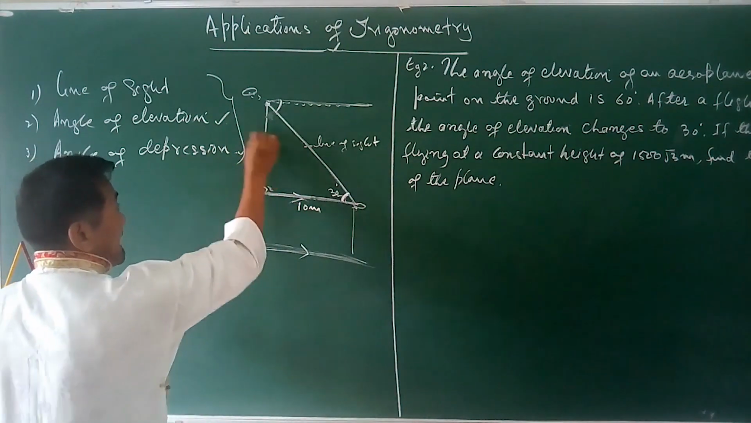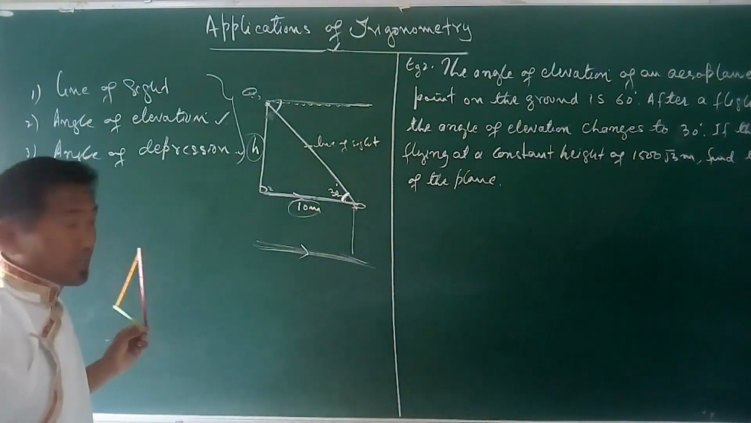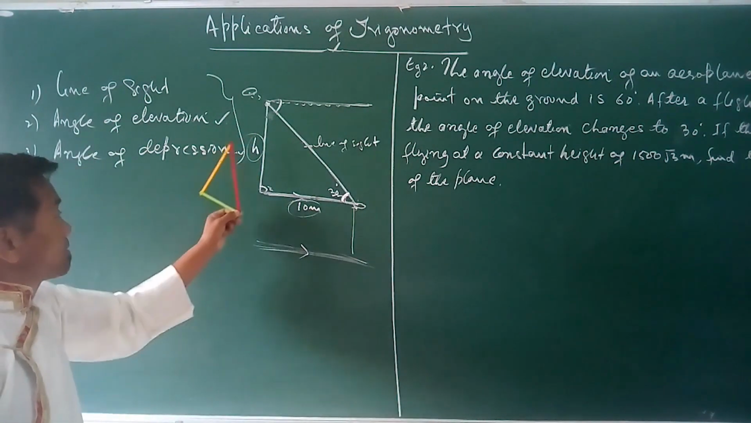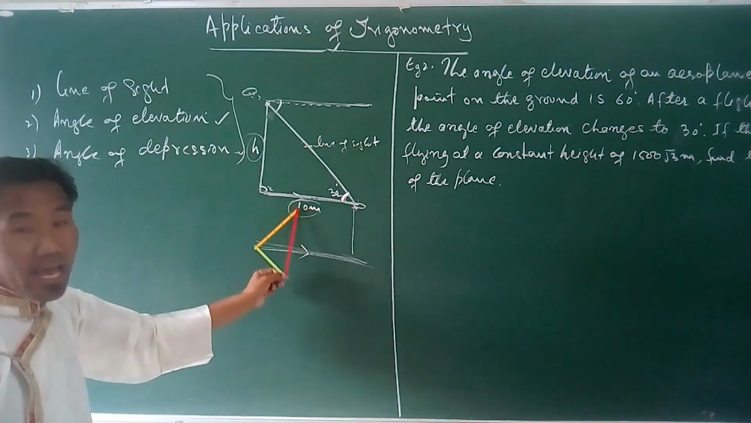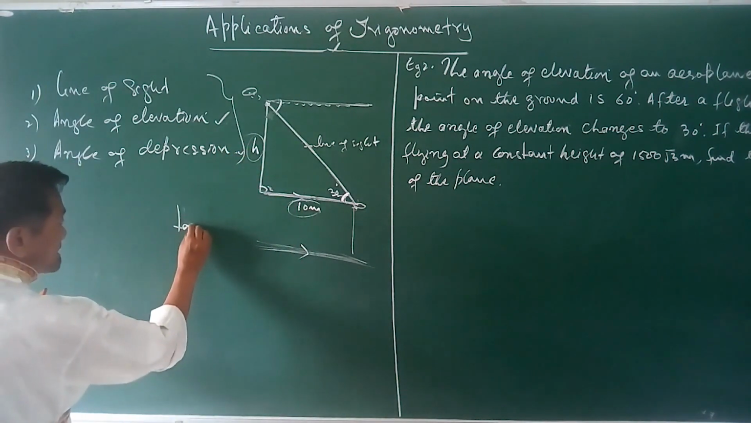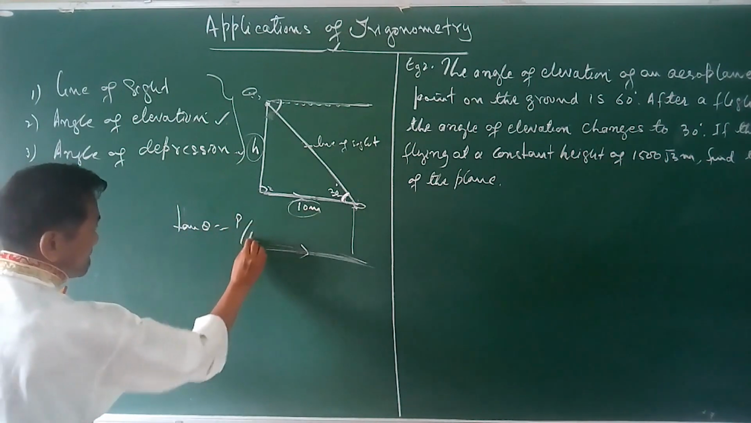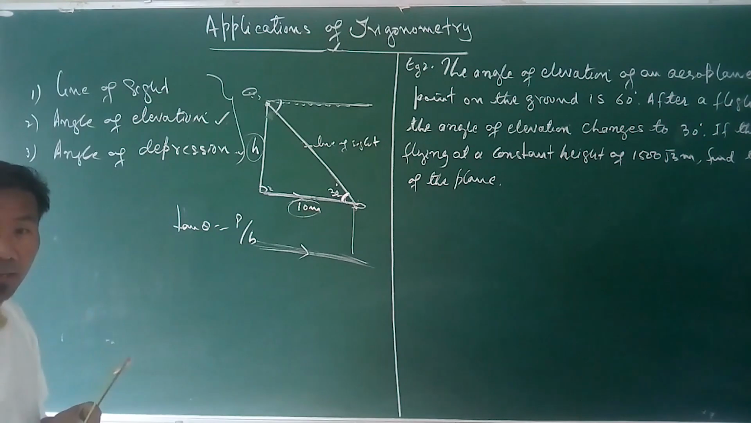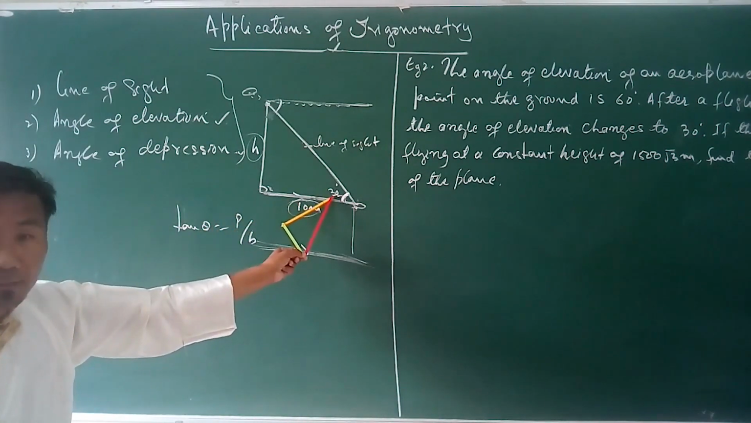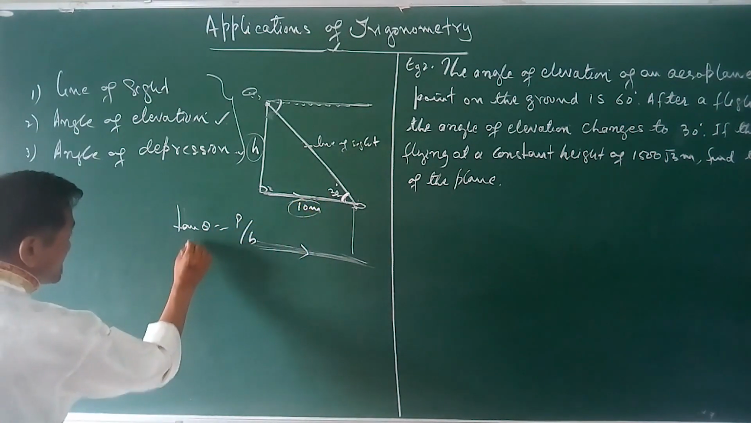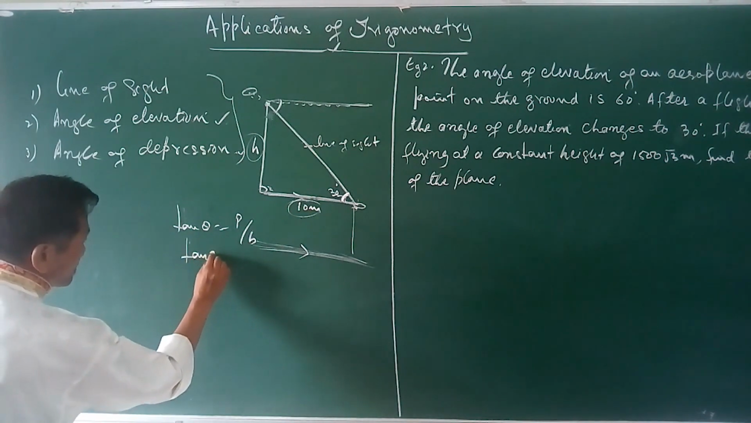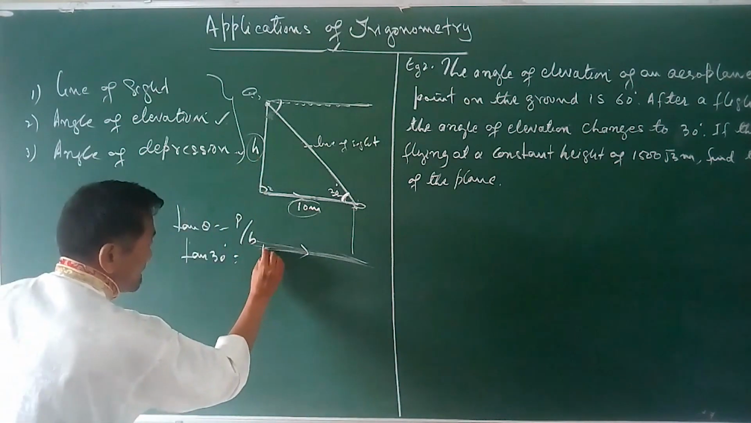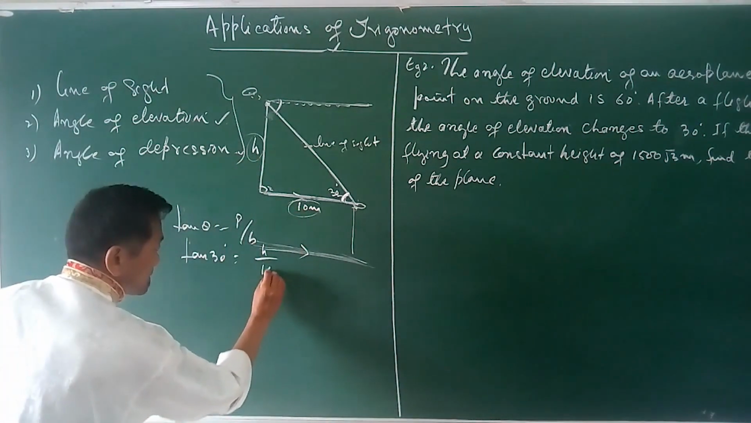Find the relation between the p and b. So which trigonometric identity gives the relation between the p and b? The p by b means tangent of theta. Tangent theta is p by b. So tangent theta is 30, tangent of 30 degree, b is height h.